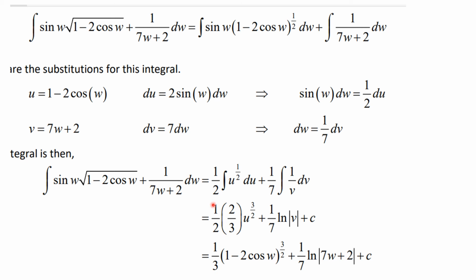And we will get 1/2 u to the 1/2 du plus 1 over 7, 1 over v dv. When we do the integration, we add 1 to the exponent, divide by the new exponent, and here we have a logarithm. I reverse my substitution, and this is my final answer.